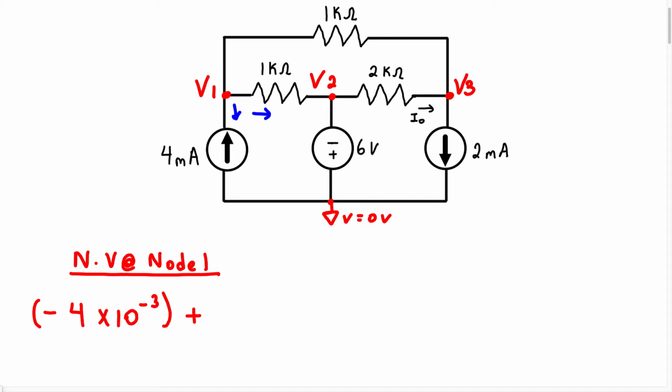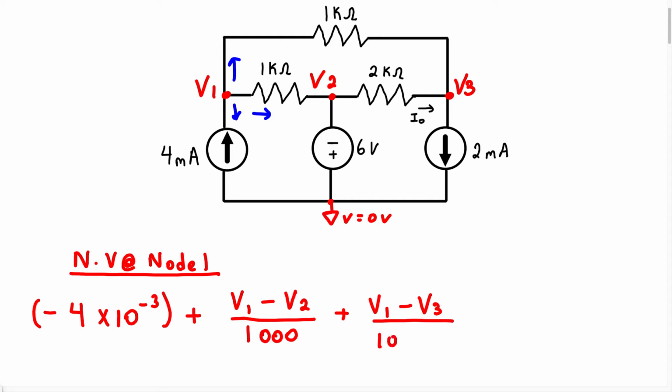So we're going to take the difference of the voltages V1 and V2 and divide it by the resistance to find the current. And because the value of that resistor is 1K, we're going to write it over 1000. Plus, we have the current going in this direction. So that's going to be plus V1 minus V3 divided by the resistance, which is a 1K. So we're going to have 1000. And all of that equals 0.